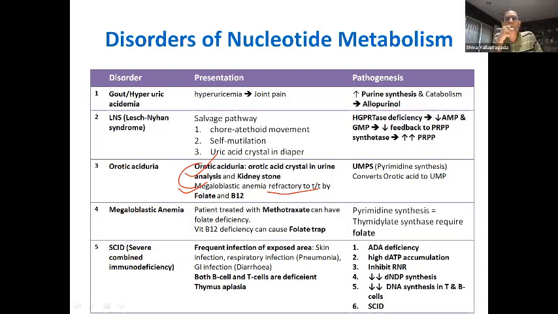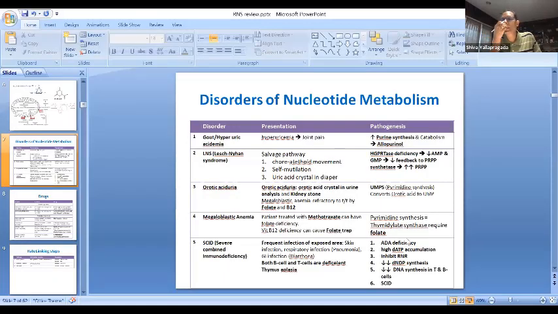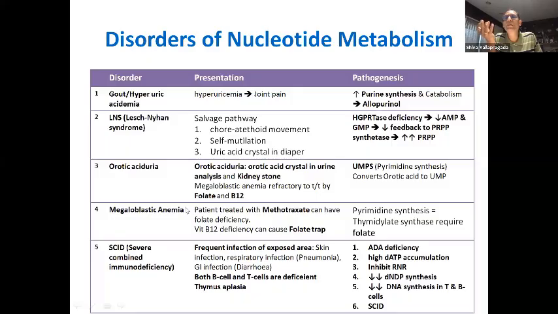Now when we talk about megaloblastic anemia, let's talk about the normal megaloblastic anemia pathogenesis also. Refractory means the treatment is not helping. The folate treatment is not helping. Folate and vitamin B12, even if you give them together, it will not help.